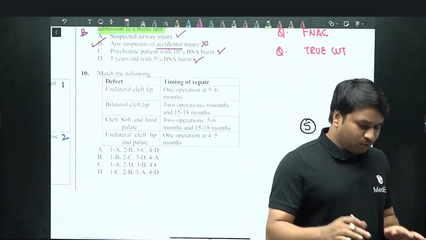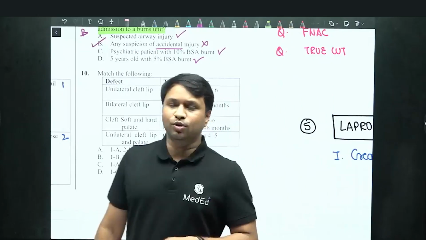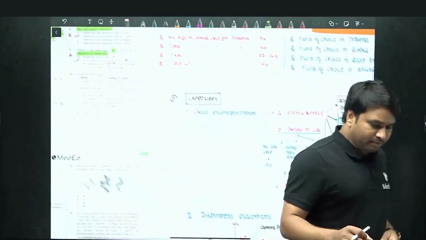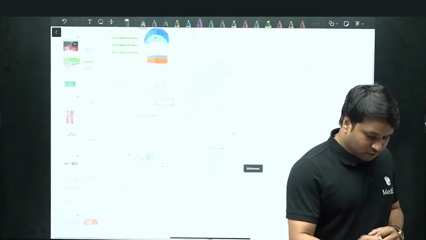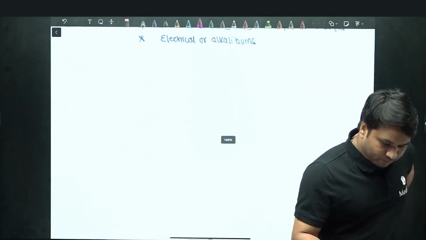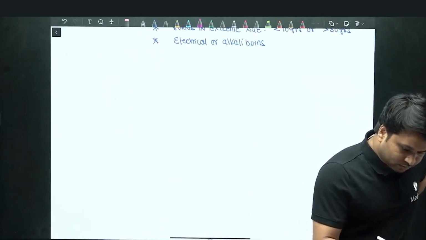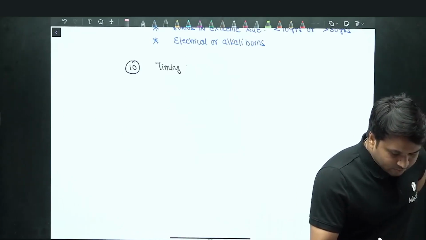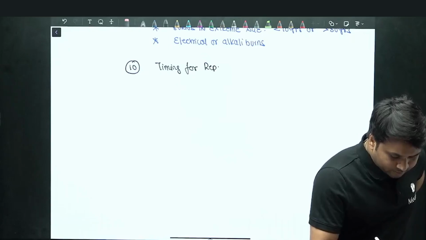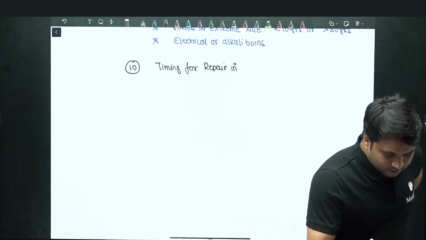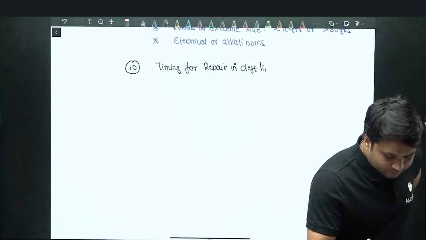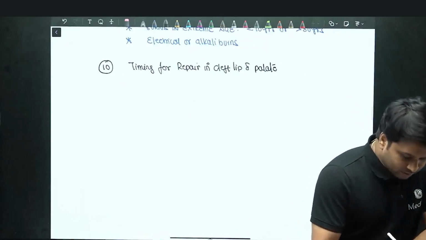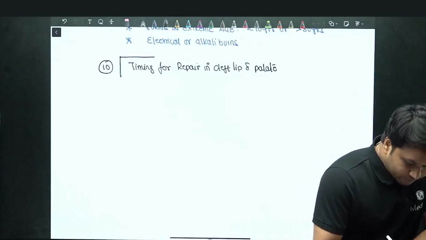Now, question 10, we have given you a table where we are asking you about cleft lip and cleft palate and the timing for repair. So we'll talk about the timing of repair in cleft lip and cleft palate. Question number 10.